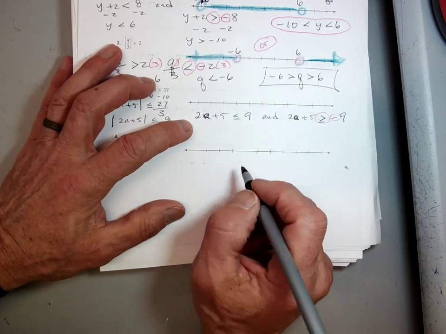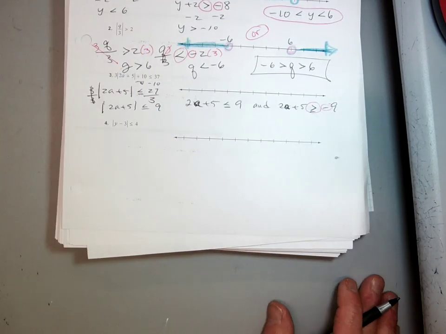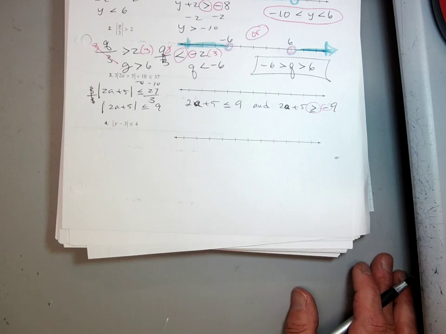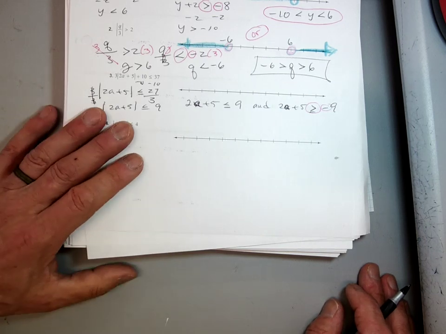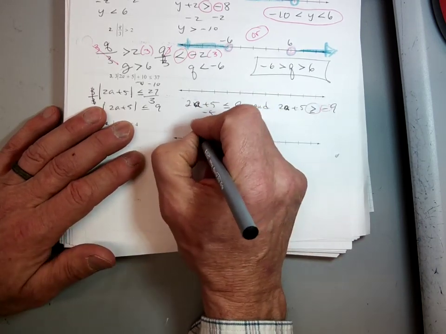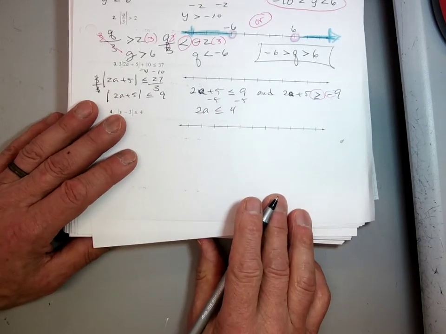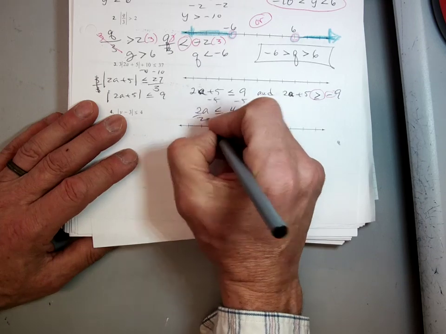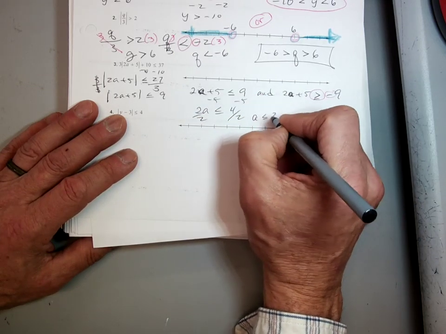First equation. Am I going too fast? Am I okay? I'll slow down for a second, let you catch up, okay? So now I'm going to subtract 5 from both sides. 2a is less than or equal to 4. Divide by 2, and a is less than or equal to 2.